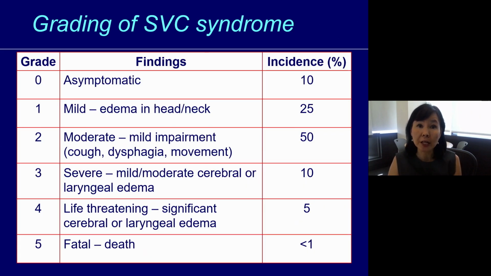And here is the grading of SVC syndrome, and along with it, as you can see, is the incidence. The most common, what this gentleman presented with, is moderate, or with mild impairment in terms of cough, dysphagia, or movement. I did not provide additional details, but at least in the brief case summary, there was no indication that this would be considered severe, and so therefore, it would not need immediate stent placement. And as you can see, being fatal is actually less than 1%.